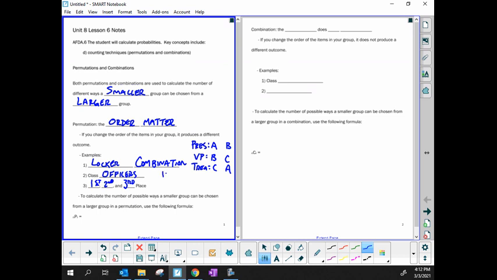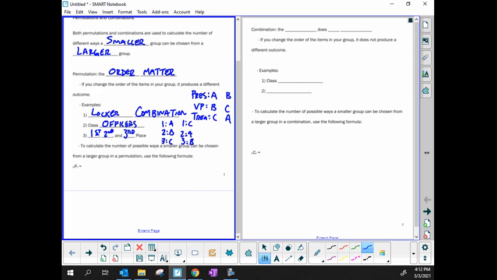Why? Because if first place was student A and second place was student B and third place was student C, well, if we did it again and student C got first place and student A got second place and student B got third place, it's the same 3 students, but is that a different outcome? Yes. Even though it's the same 3 students, because they got a different place in the contest, that is a different outcome. So the order matters. That is a permutation. Okay, so within a permutation, the order matters.